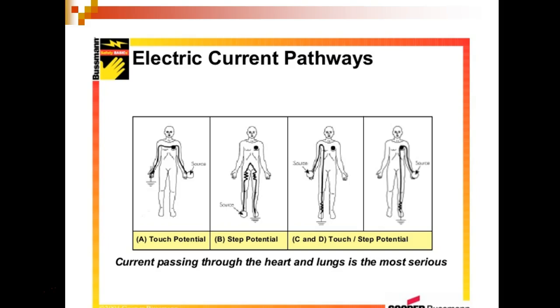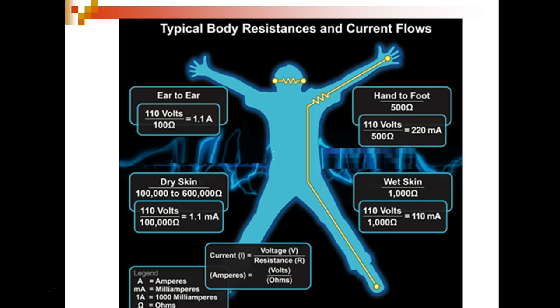So these are some sites. This is pretty good information that shows you the most dangerous paths. Hand to hand, right? You understand that? Leg to leg, okay? And then leg, arm to leg, or arm to leg. Each one of those will cause you problems. Either they're going to affect your lungs or they're going to affect your heart. This makes sense. This shows you some basic body resistance. You see ear to ear is only around what?